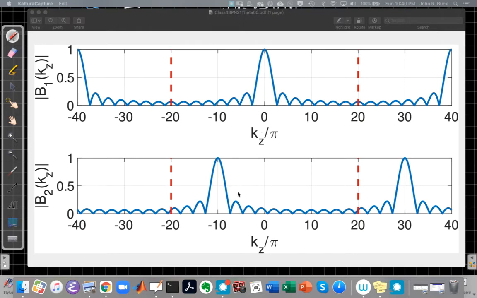If I steer it for, this is for 60 degrees, we'll see that, well, cosine of 60 is a half. And so we have minus 2 pi over lambda times cos 60. If we work that out, we end up here at minus 10 pi. I forgot the pi scaling.